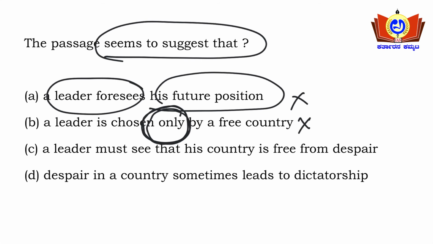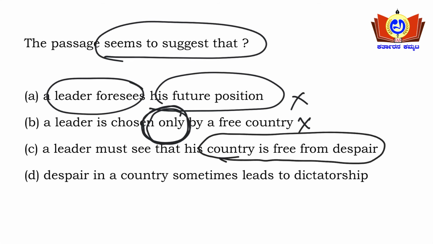A leader must see that his country is free from despair. Nowhere in the passage is it related that a leader must see that his country is free from despair. This suggestion we cannot see in the passage. Option C also can be negated here. The passage only speaks about the character of the leader of a free country and a dictatorship country. So the fourth option is despair in a country sometimes leads to dictatorship.